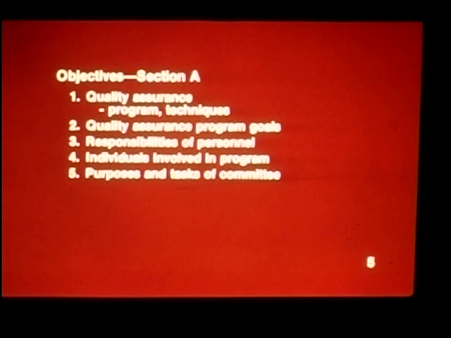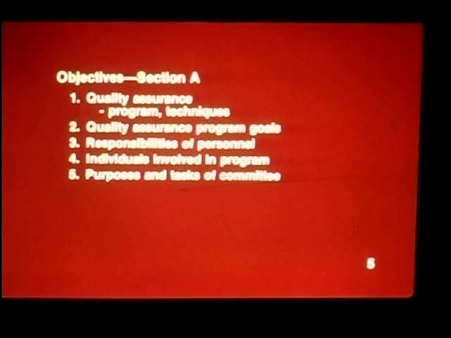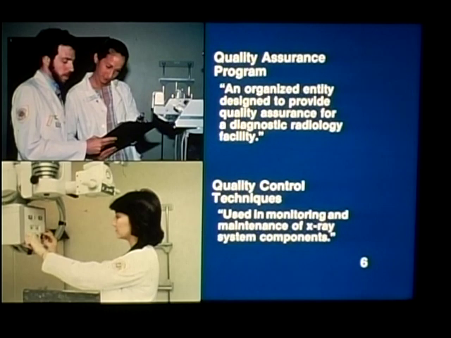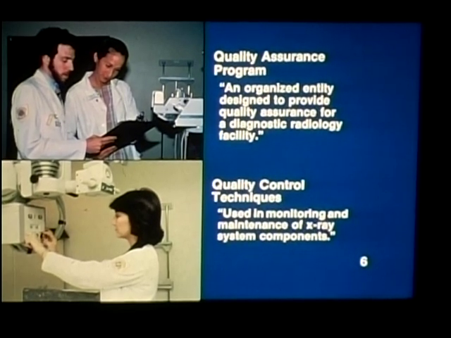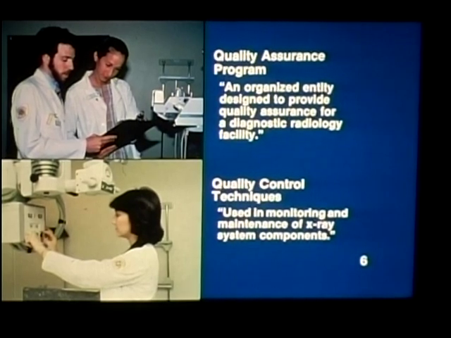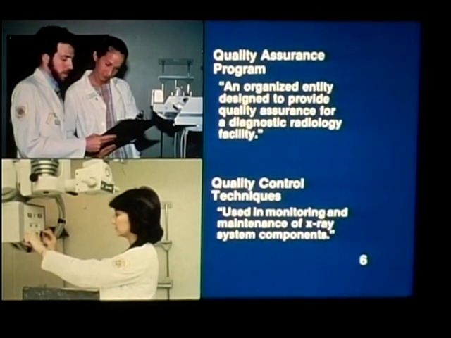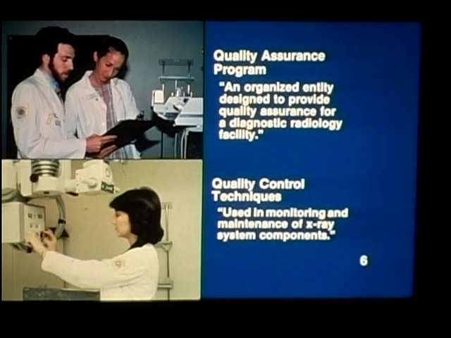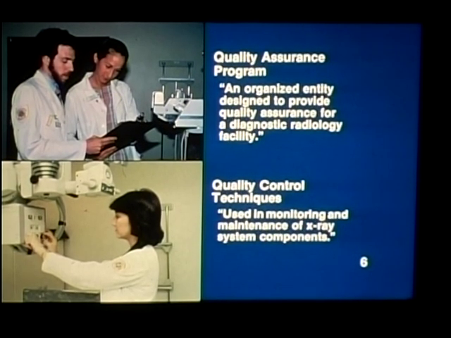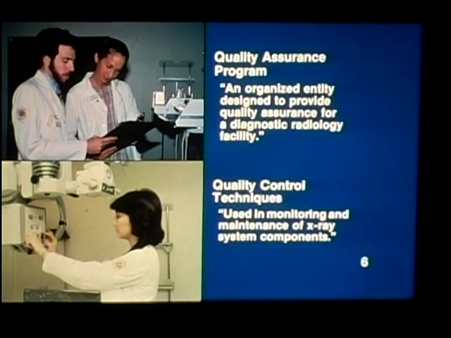Number 6. Let's begin by defining a few basic terms. As we mentioned, quality assurance consists of planned and systematic actions to ensure that high-quality images will be produced with minimum exposure of patients and personnel. The Federal Register defines a quality assurance program as an organized entity designed to provide quality assurance for a diagnostic radiology facility. One method for providing quality assurance is through quality control techniques, defined as those techniques used in the monitoring or testing and maintenance of the components of an X-ray system.